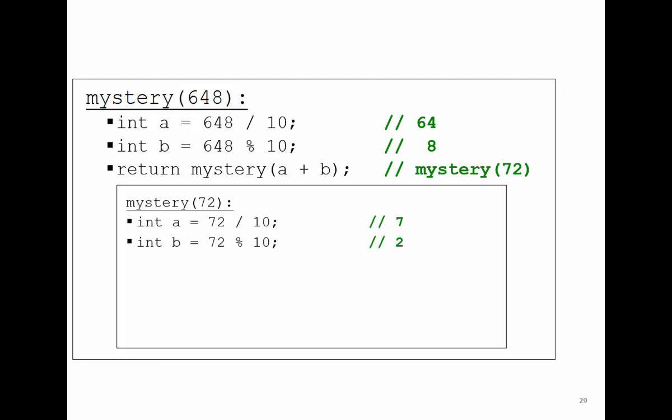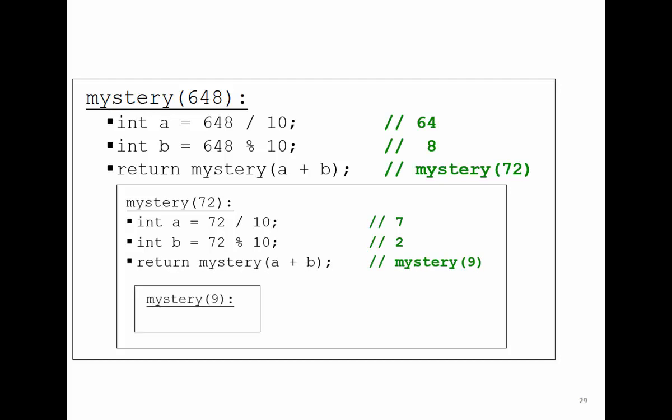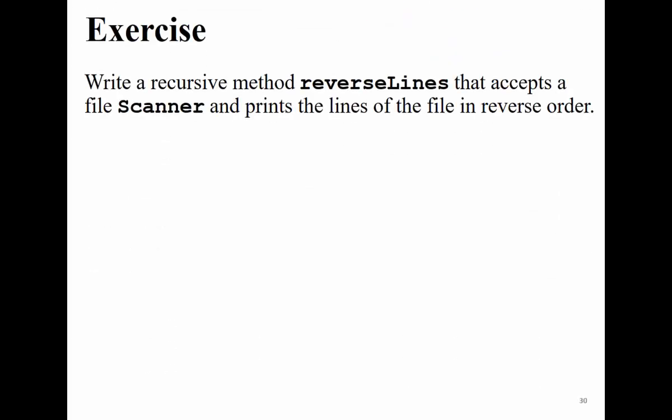The old A and B, we don't have access to them. They are values already set in the previous call. This is a new A, a new B. What is the value for A? What is the value for B? It is 7 and 2. We do the recursive call again, and 9. Now, 9 is less than 10. This is the base case. We know the solution. We return 9. We return back to the previous call. We return 9, finished.